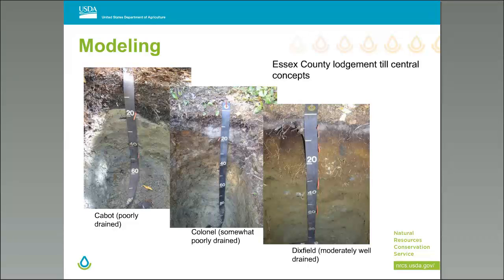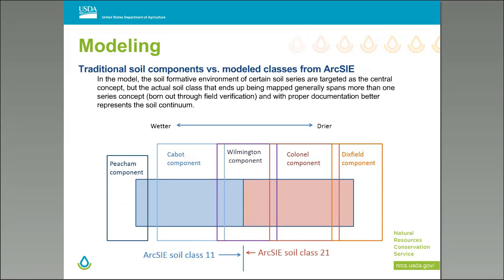And the other important point is that these, of course, were not the only 3 soils that we found out there when we were digging holes, but these did help us represent the whole Katina of lodgement till soils. So the actual soil class that's represented by the data at the end of the process generally encompasses a broader range than what is traditionally thought of as a series-based soil component.